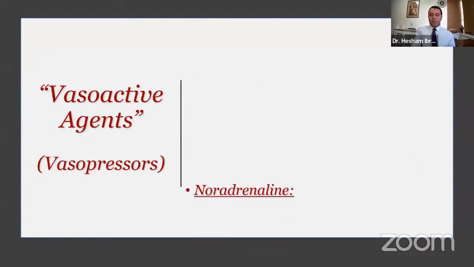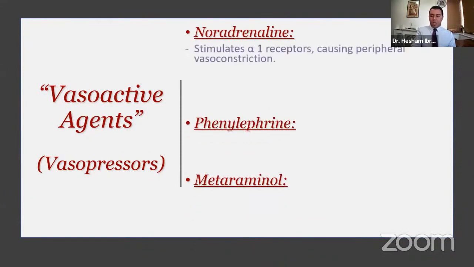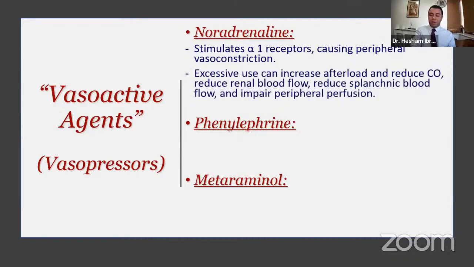Moving on to the vasopressors, we've got 3, we've got noradrenaline, and we've got the phenylephrine, and we've got the metaraminol. The noradrenaline works on the alpha receptors, so it will cause severe peripheral vasoconstriction. That's why it's a great drug to use in hypotensive patients secondary to vasodilatation. That's why it's the drug of choice for sepsis. But the problem is excessive use of it will increase the afterload and decrease the cardiac output because you're increasing the resistance against the heart. This will also decrease the renal blood flow and decrease the splanchnic blood flow and impair the peripheral perfusion.